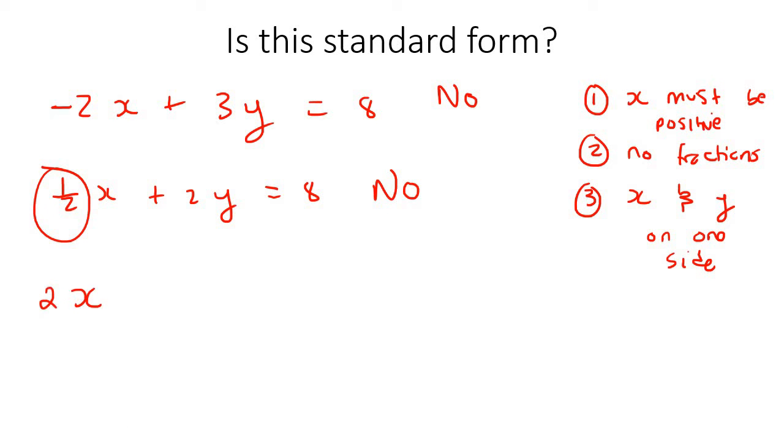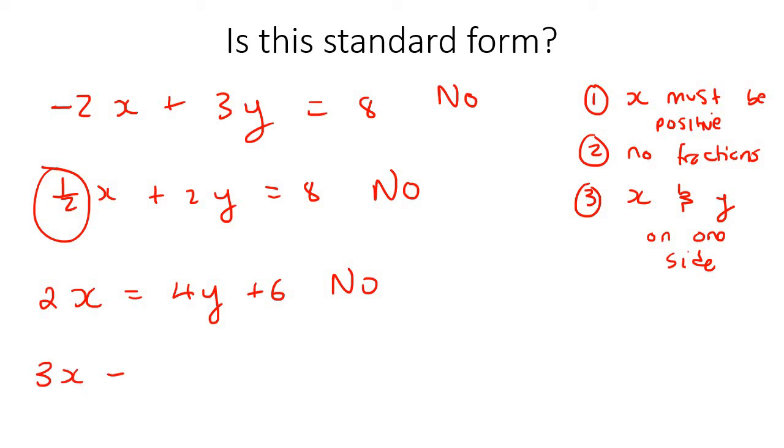What about this one? 2x equals 4y plus 6. So the x is positive, so that's good. There are no fractions, which is good. But the x and the y need to be together. But here the y is on the wrong side, so this one would also be a no.